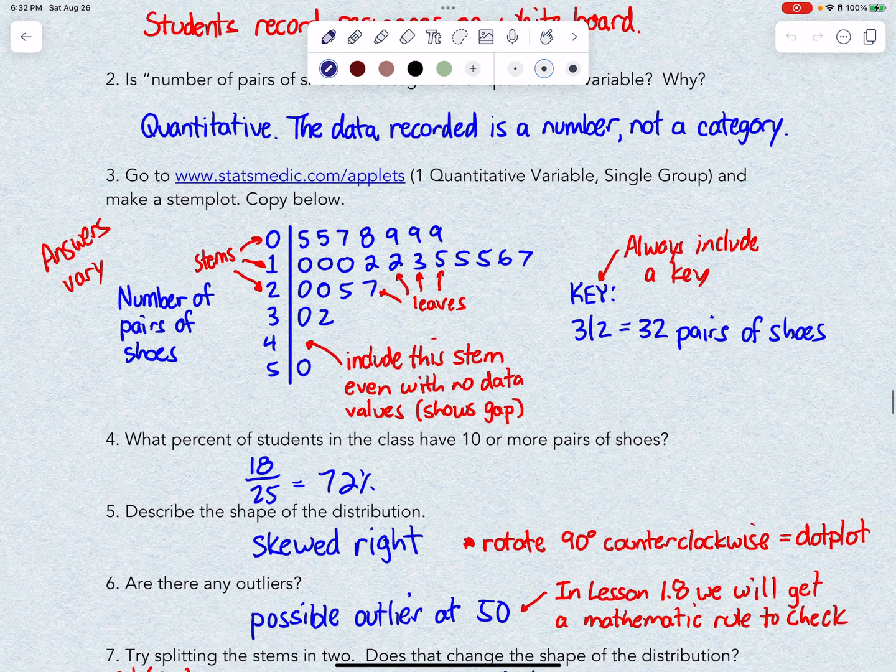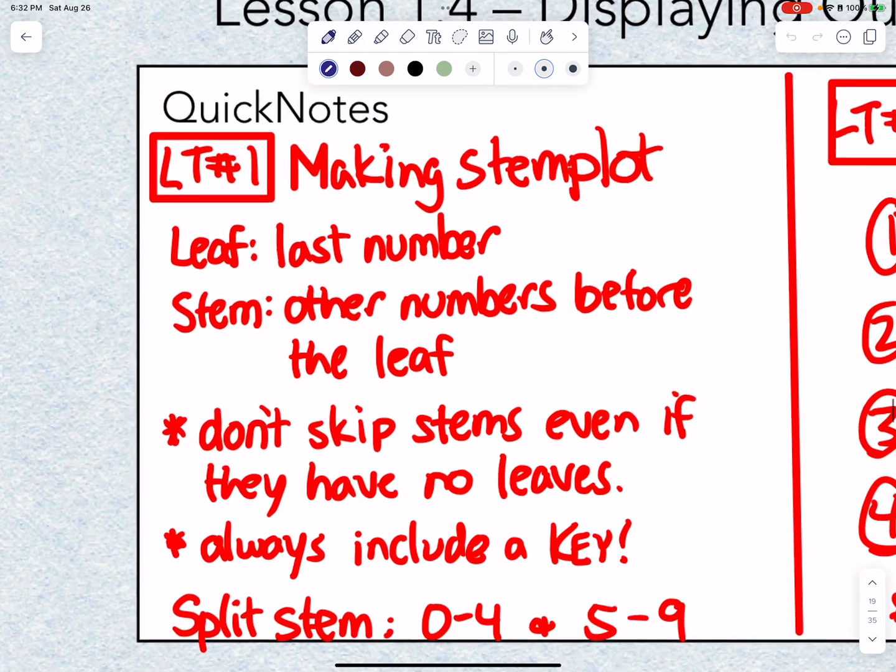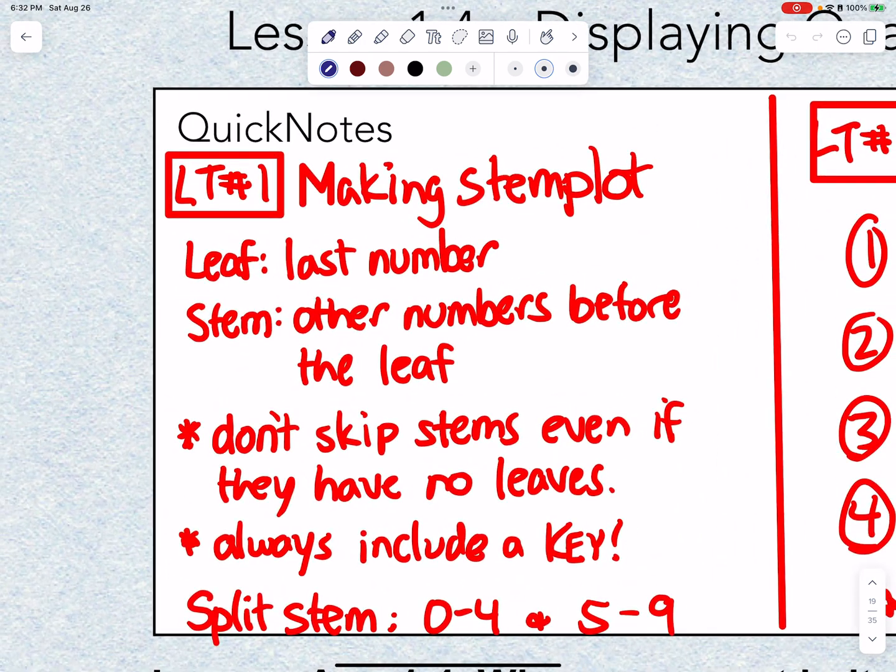If you want to put data into the calculator, you can click this app and type in one quantitative variable, single group, and make a stem plot. You can also click to make a histogram so you can see the difference. Okay, so the main thing is here are the steps of making a stem plot.